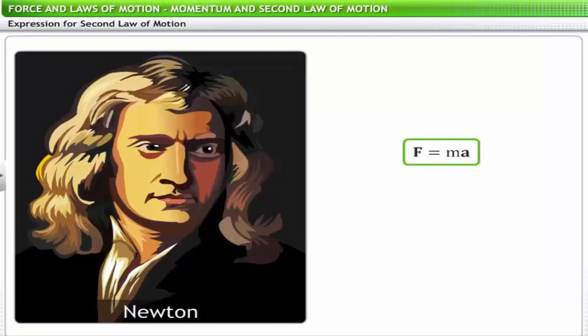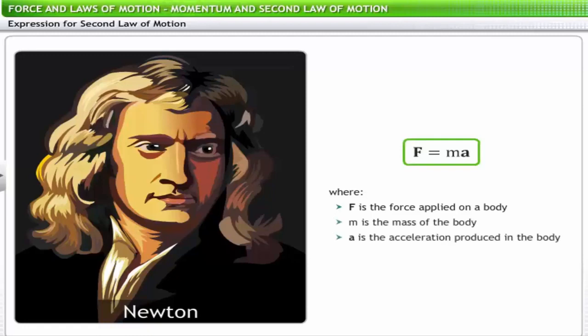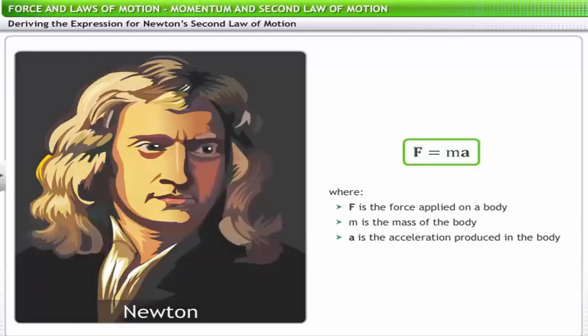Newton's second law of motion can be expressed mathematically as F is equal to ma, where F is the force applied on a body, measured in Newton in the SI system and in dyne in the CGS system. m is the mass of the body, and a is the acceleration produced in the body. Let's derive this relationship using an example.